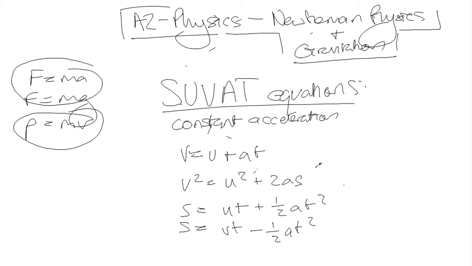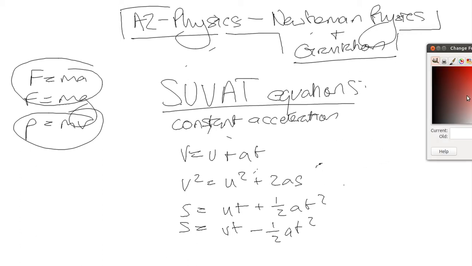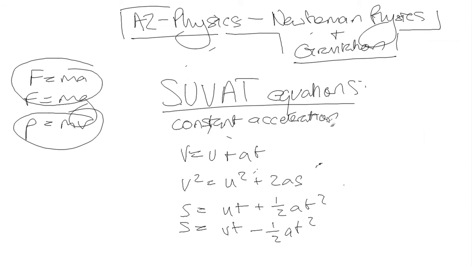I'll be back guys, 1 second. Yeah, of course, here we go. S is equal to a half u plus v multiplied by t. Those are the 5 Suvat equations that you guys need to know.